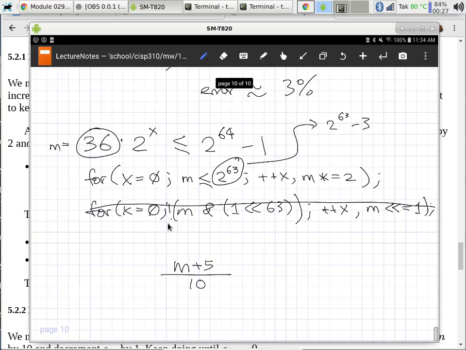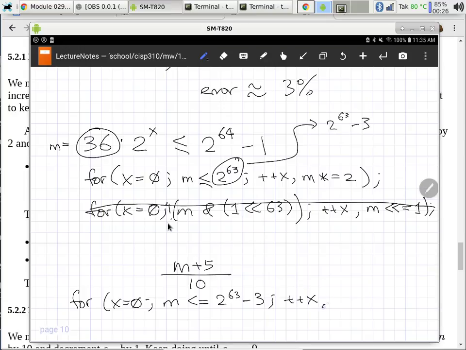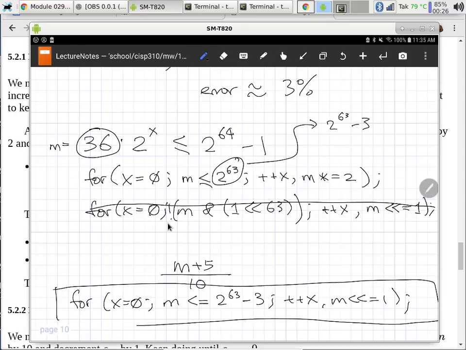So after this whole thing, okay, the final version is for x equals to 0, m is less than or equal to 2 to the power of 63, but remember to subtract 3 from it. Okay. And then the rest is the same. Add x, m. This time we can just shift by 1. That part is not a problem. So this becomes the last and the correct version of maximizing m, but still leave enough room for the rounding trick. Is that okay?